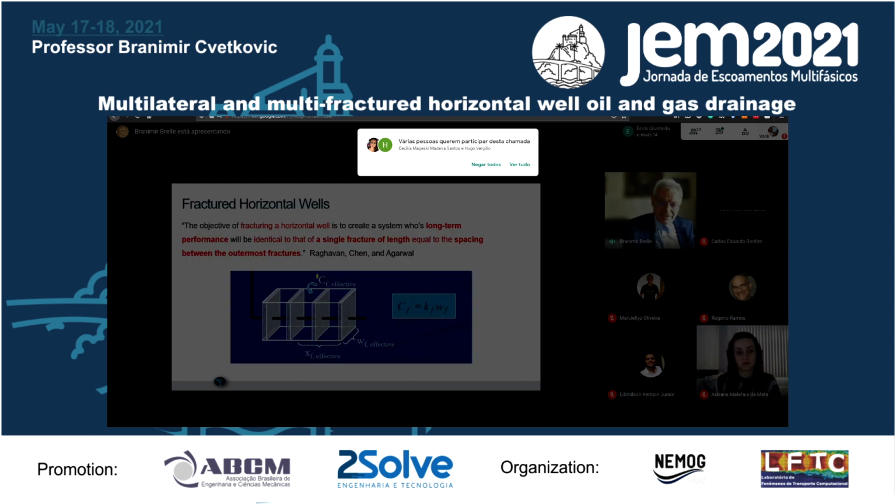So here, once again, we have to know that the objective of the fractured horizontal well is to create a system whose long-term performance will be identical to a single fracture of length equal to the spacing between outermost fractures. You see, this is what comes from Raghavan. This guy was an amazing guy.